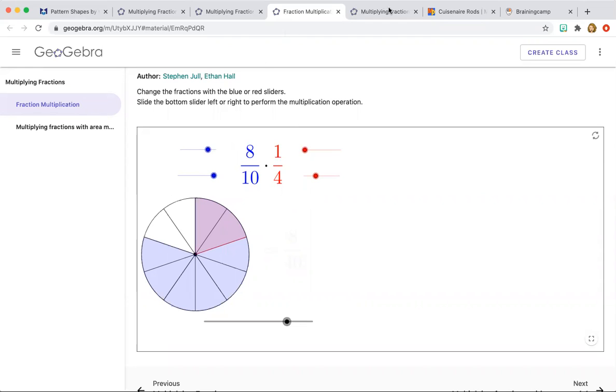So I want you to do some of the others, continue to use either this tool or other tools and connect, again, the representations to the procedures, the steps. Why does it work that way?